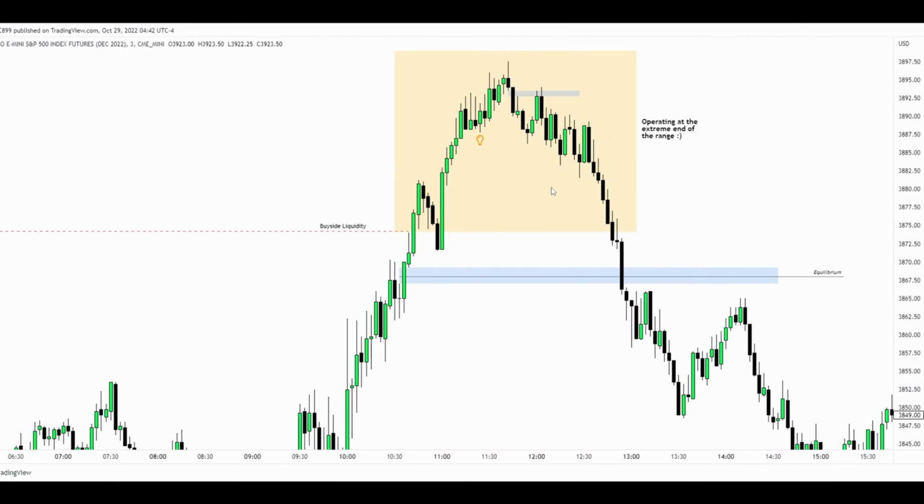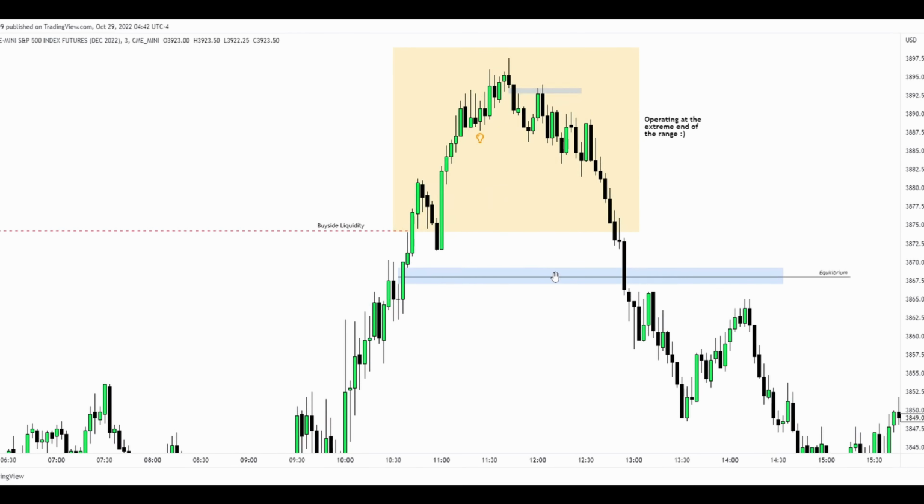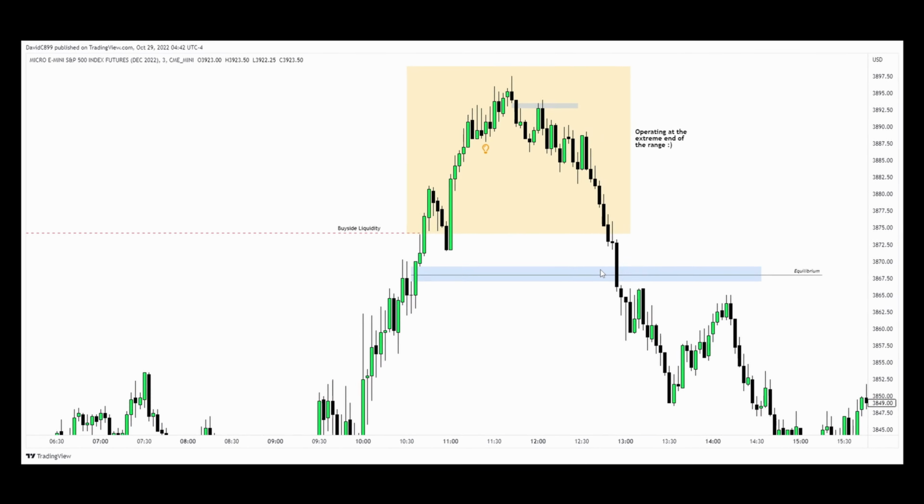and I'm targeting the equilibrium price point or lower. So in this case, I'm looking to build a bridge from a premium PD array, which is this fair value gap, to a discount PD array at or below equilibrium. The discount PD array is the fair value gap and or this bullish order block.